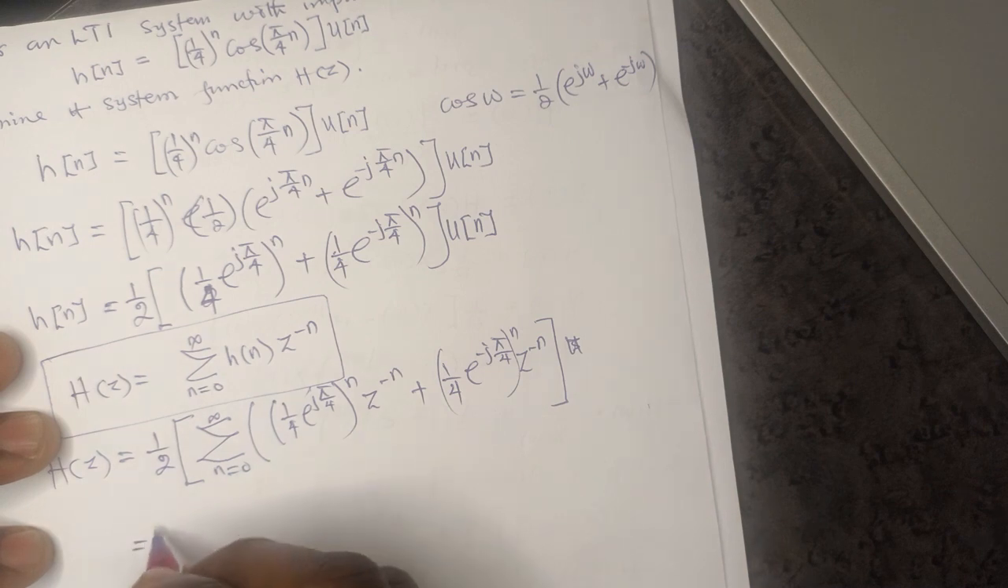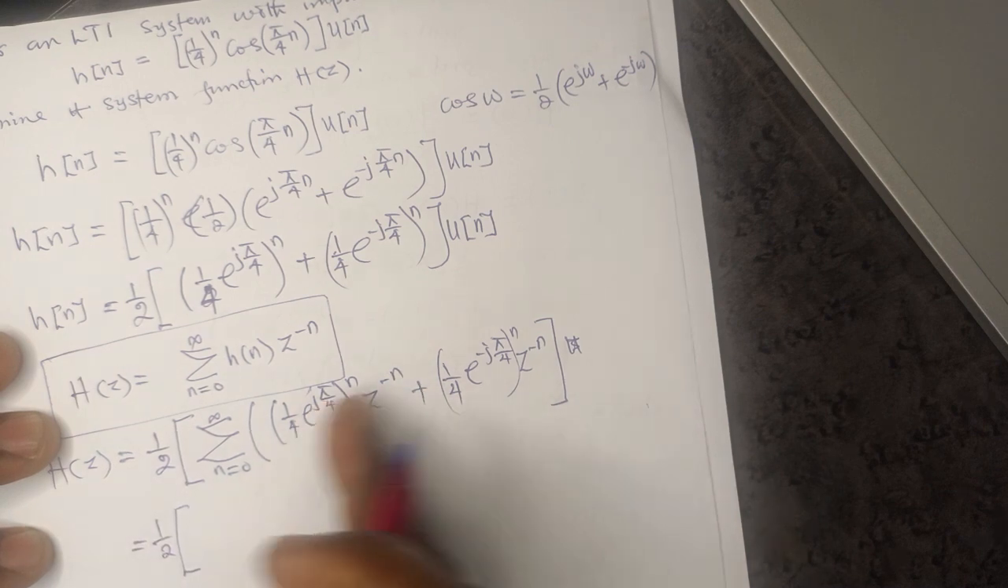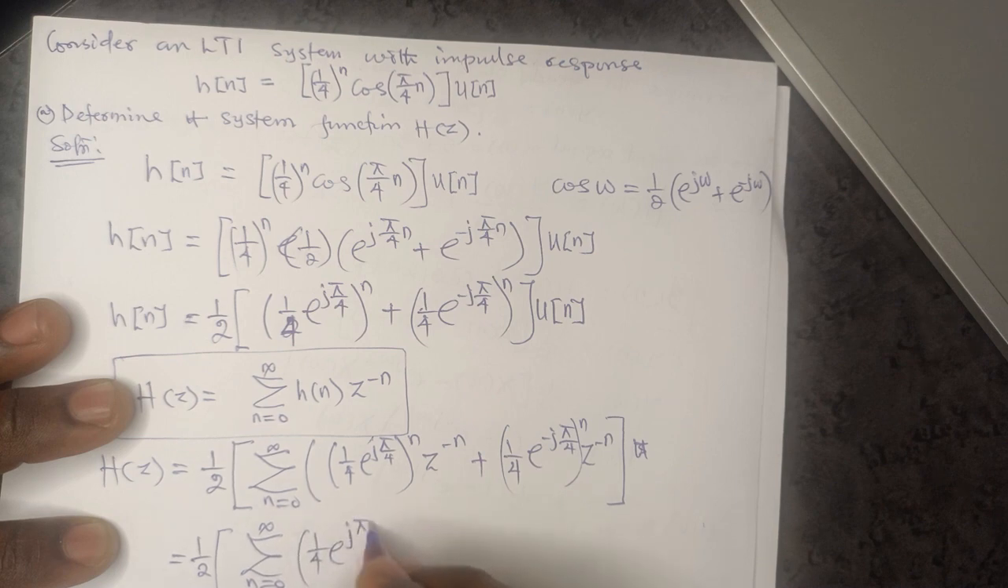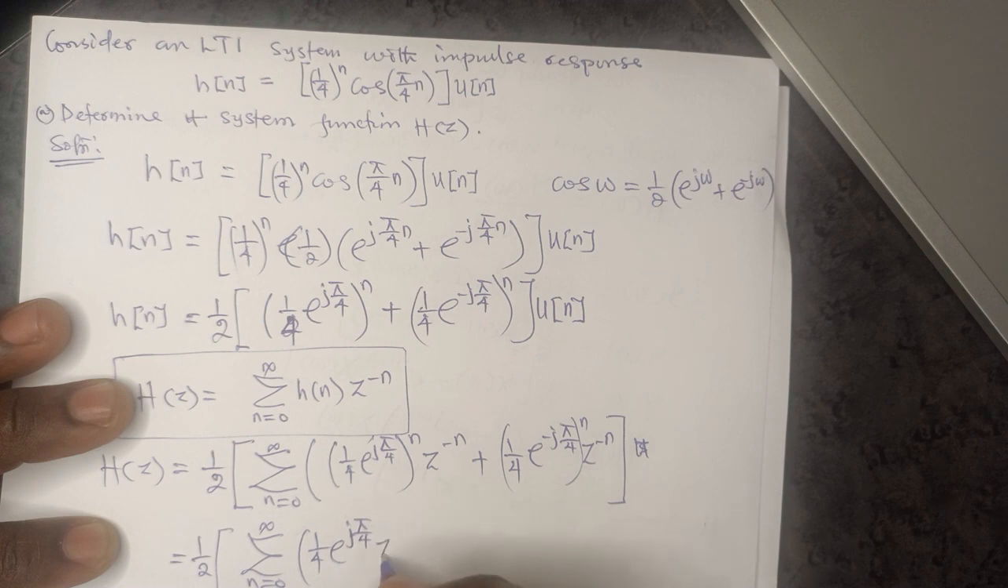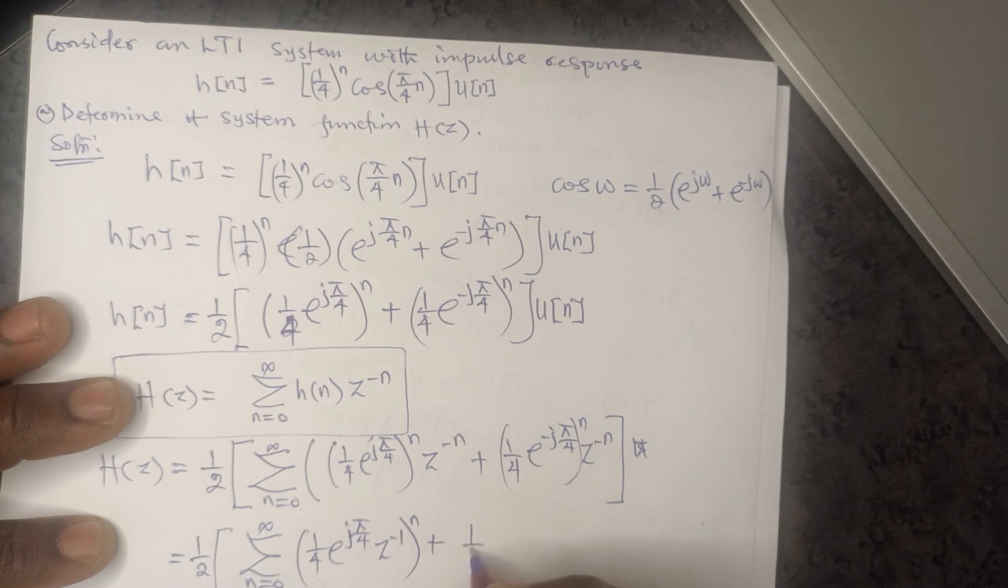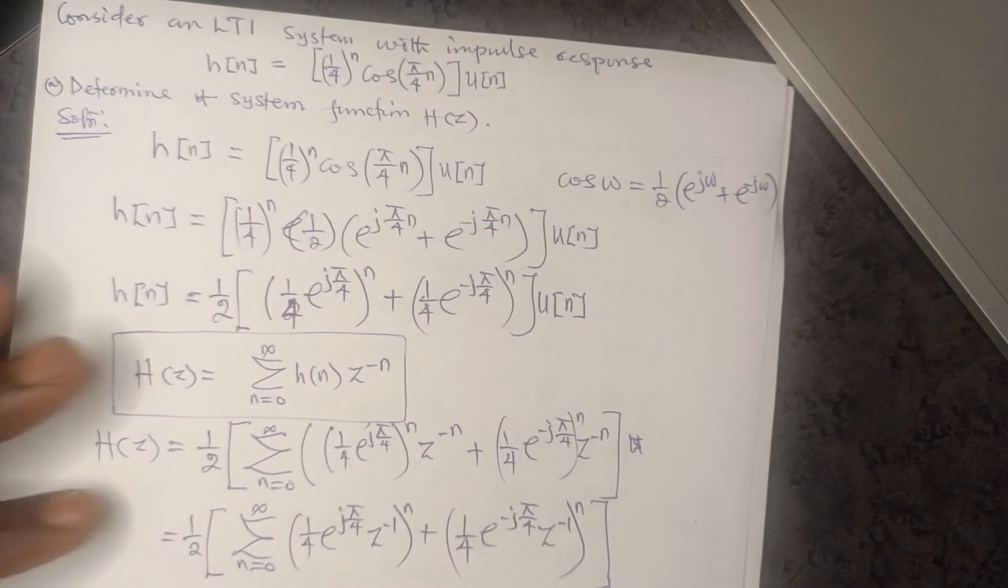So this is going to be half, and we can combine these two together, with n starting from 0 to infinity. So (1/4 e^(jπ/4) z^(−1))^n. Since they all have the same power, we can bring the z inverse into the system. The same thing applies to the other term: 1/4 e^(−jπ/4) z^(−1), everything raised to the power n.